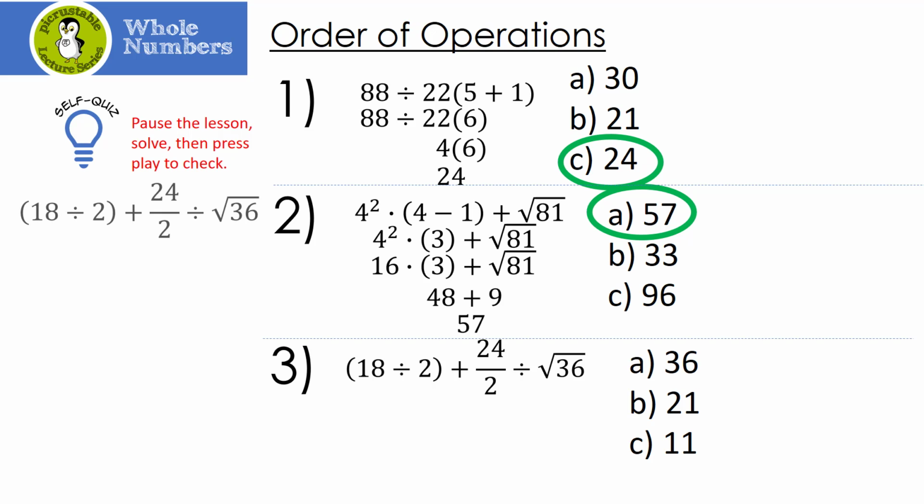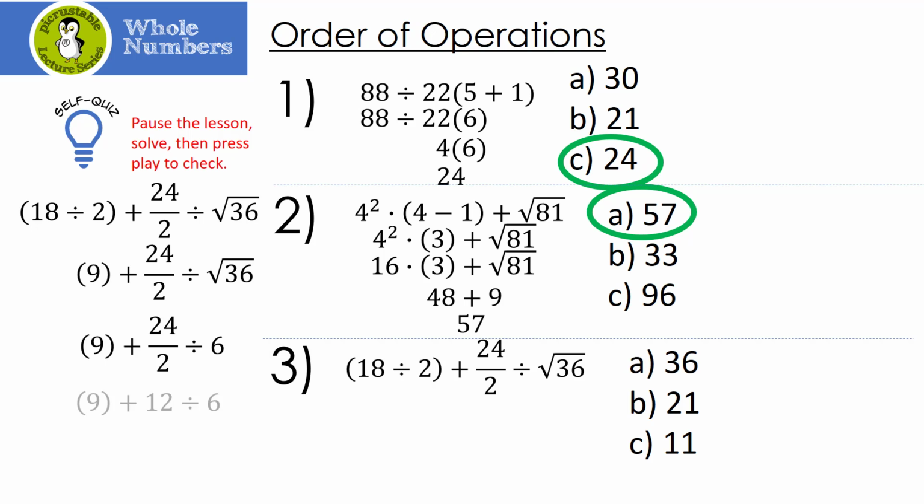Finally, number 3. Let's look to the side here. I ran out of room for number 2, but I want to make sure that you see all the steps. Parentheses comes first, so 18 divided by 2 is 9. Do we have any more parentheses? No, but we do have a square root, and the square root of 36 is 6. Next, multiplication and division. The first one then is 24 divided by 2, which is 12. And then we need to take 12 divided by 6, which is 2, and then 9 plus 2 is 11. Cool.